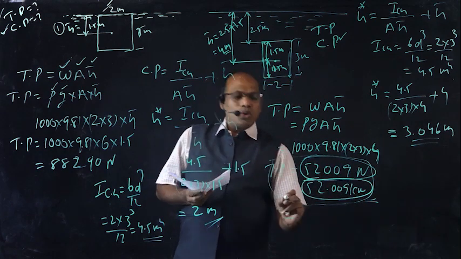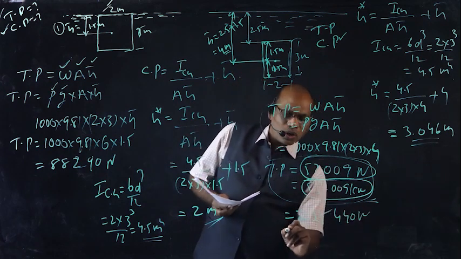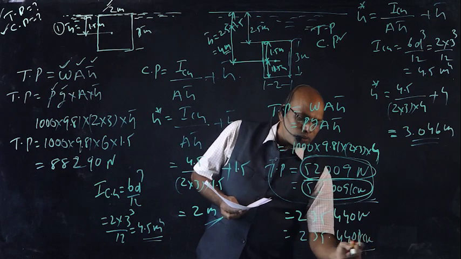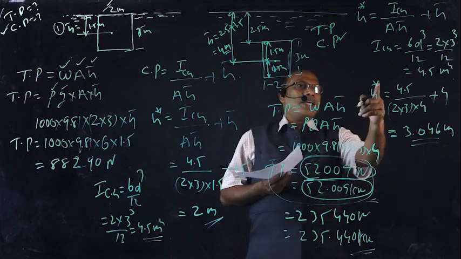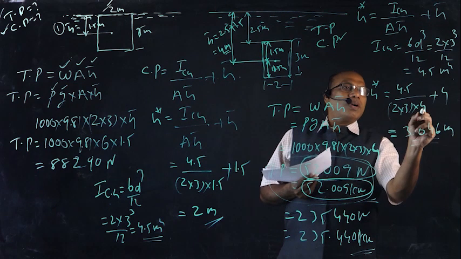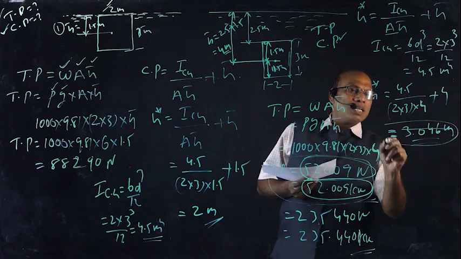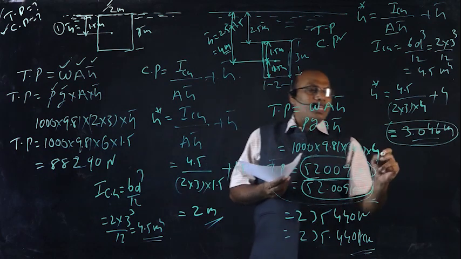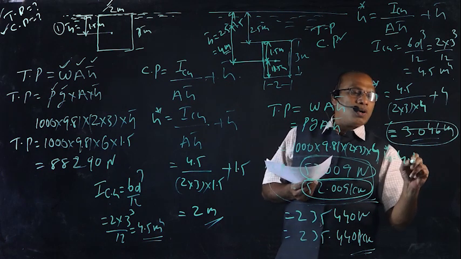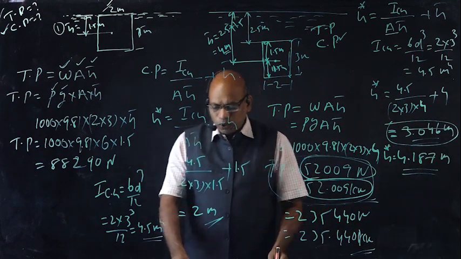This is equal to 235.44 newtons or 235.440 kilonewtons. Right. Now here H star is equal to 4.5 divided by 2 into 3, that is the area, into H bar, which is 4 meters, plus H bar, which is 4 meters. Therefore H star, the center of pressure, is equal to 4.187 meters. Here you are going to observe one point.